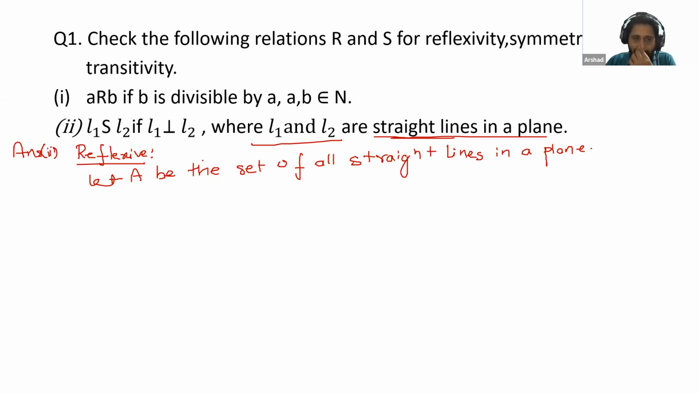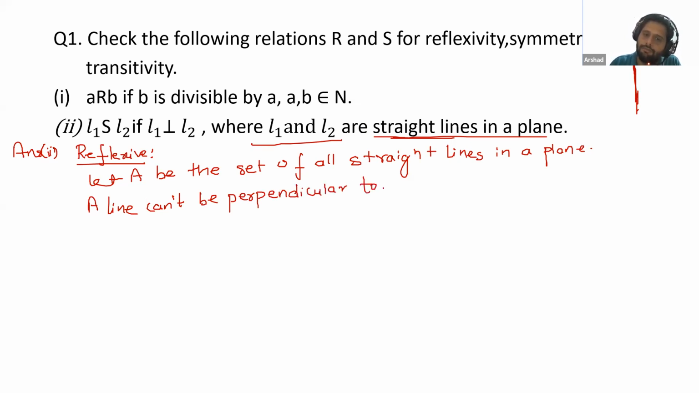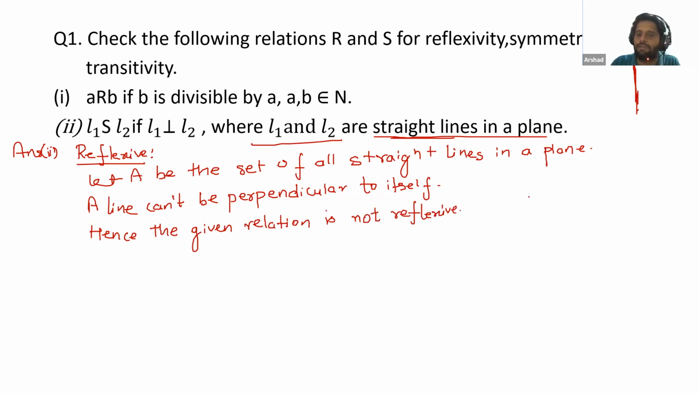Okay, now this set we have taken. Now the thing is, L1 is perpendicular to L2. If we take the same line, suppose we have this straight line, let this be L1, then a line can't be perpendicular to itself. If you take the same line, these two can't be perpendicular. So we can write a statement that a line can't be perpendicular to itself. Hence, the given relation is not reflexive. We need to prove that this is not reflexive, so we can write a simple statement.